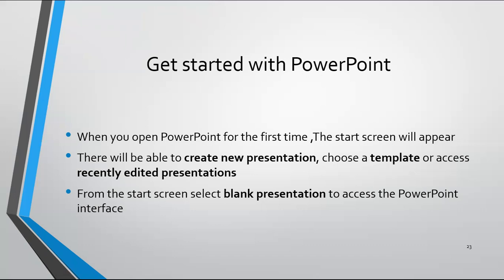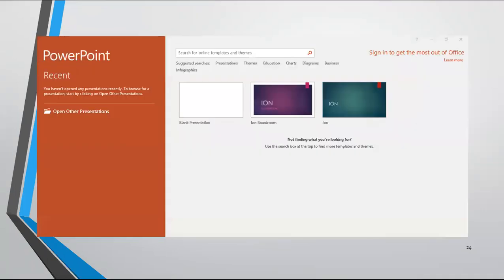So from the start screen, in this case, select the blank presentation to access the PowerPoint interface. Now this is the screen you can see. Under Recent, you can't see anything here because there is no recent work. And here you can see the blank presentation. Once you click on this one, you can see the PowerPoint screen with all the commands and tabs.